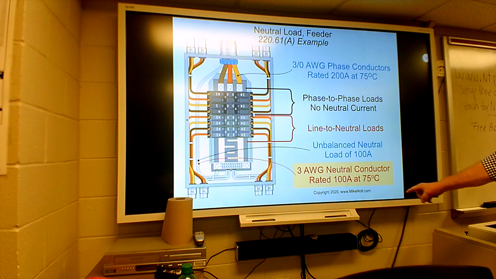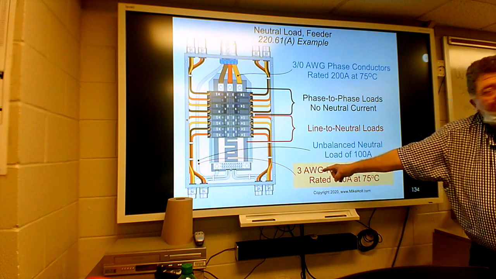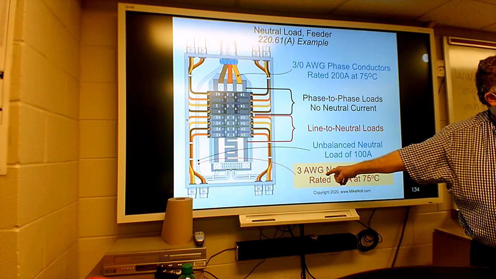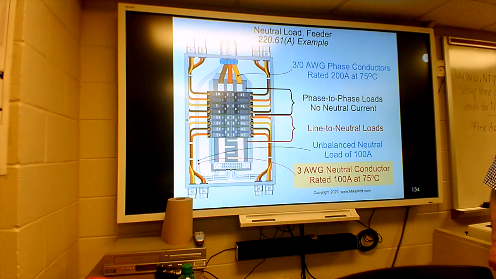The terminals are rated for 75 degrees Celsius. You've got that same column, and you're looking for 100 amp wire, right? And so it's a 3 AWG. It's not a 3-aught, but it's a 3 AWG. Everybody okay with that? Okay, good.